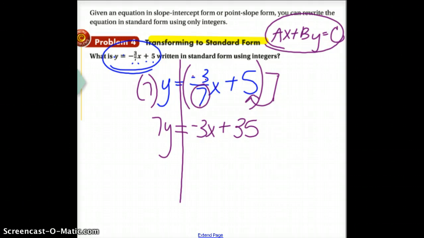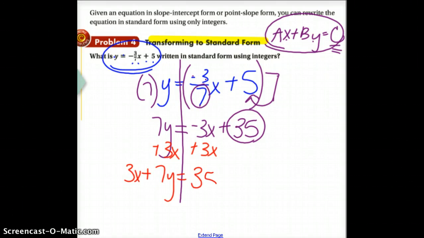We're almost done. We need the x and the y's together on the same side. 35 will remain as our c. So I'm going to add this 3x over here to get it over here. So I have 3x plus 7y equals 35. This now is in standard form.